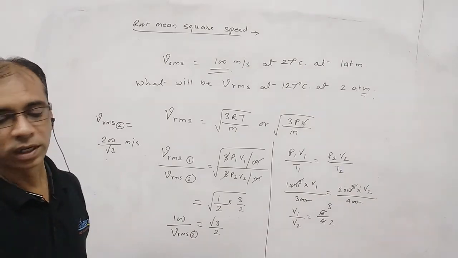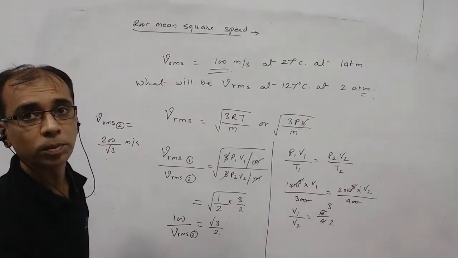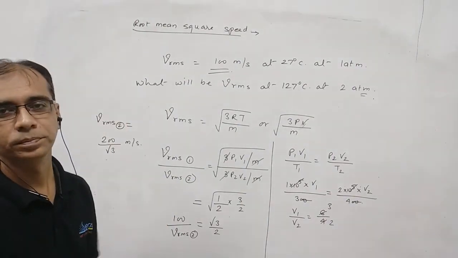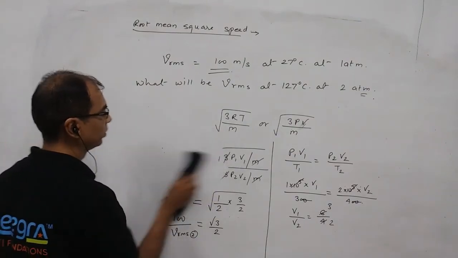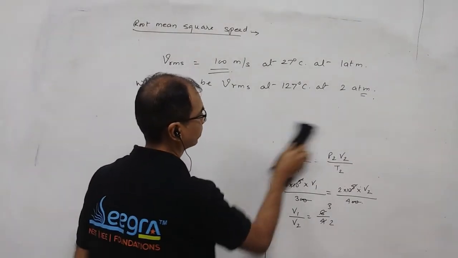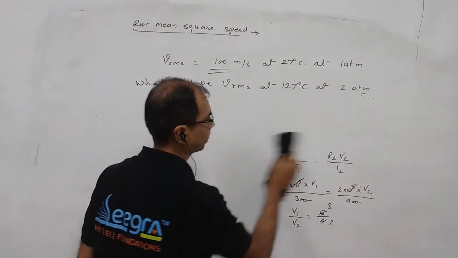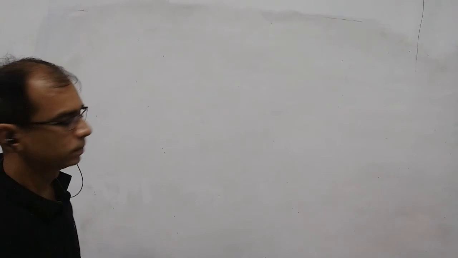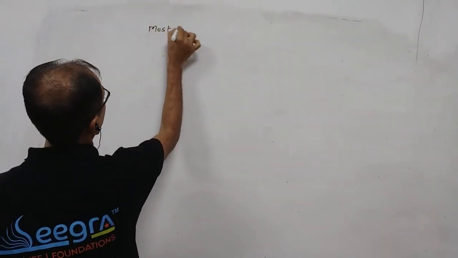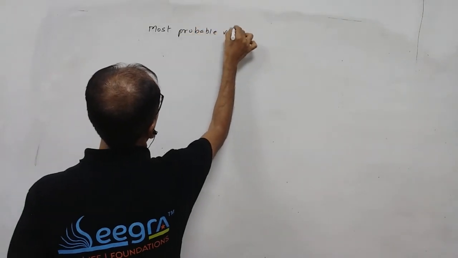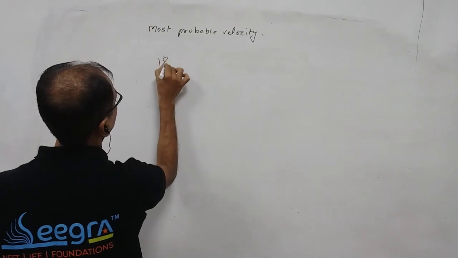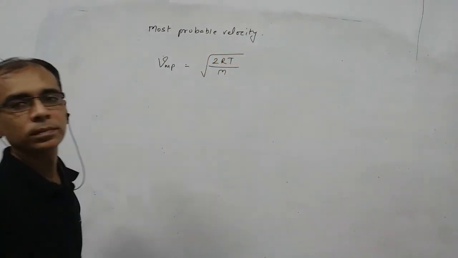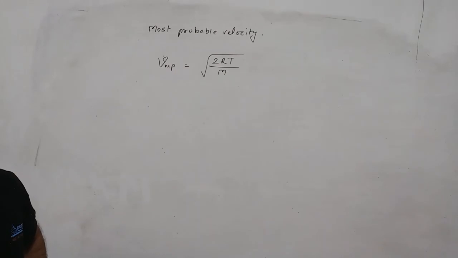Other than these two, there is one more kind of velocity or speed. That's called most probable speed. And what is that? That is root over 2RT by M. Normally for calculation we take Vrms everywhere. Most probable means that particles are found to have this velocity more often than not. That's why it's called most probable velocity. So what is that? VMP. Its formula is root over 2RT by M.